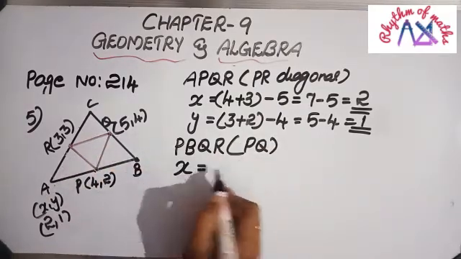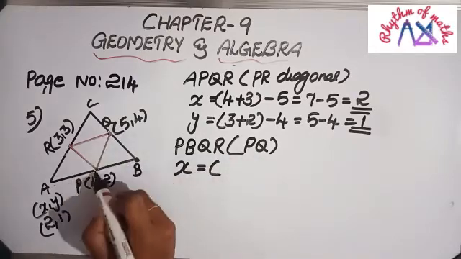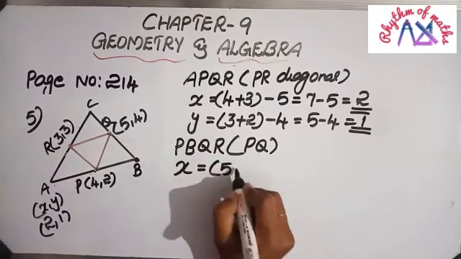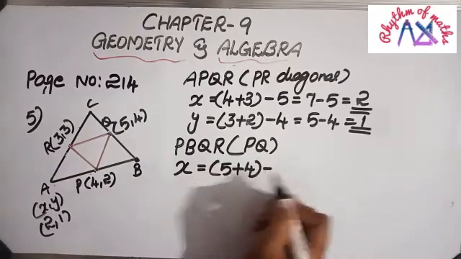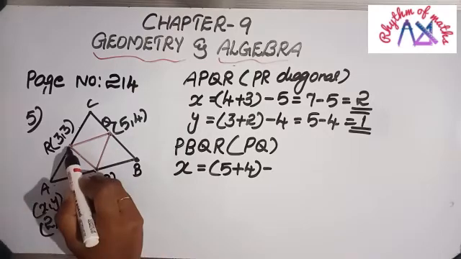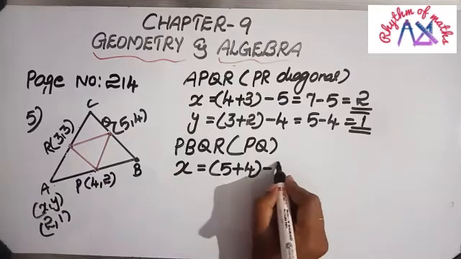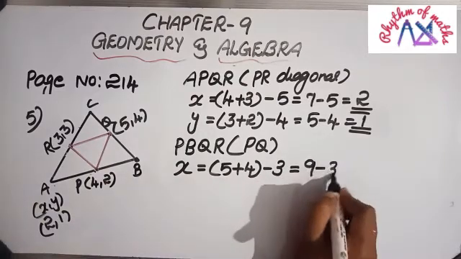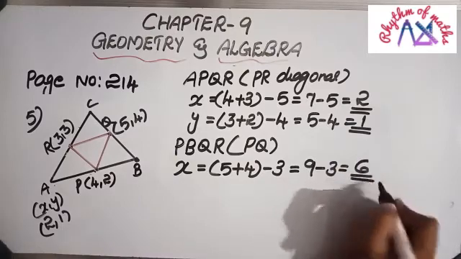So to find the x coordinate, sum of the diagonal. PQ means x coordinates are 5 and 4. So 5 plus 4 minus x in the corner point. One corner given is R, so x coordinate is 3 there. So 5 plus 4, 9. 9 minus 3 equal to 6.